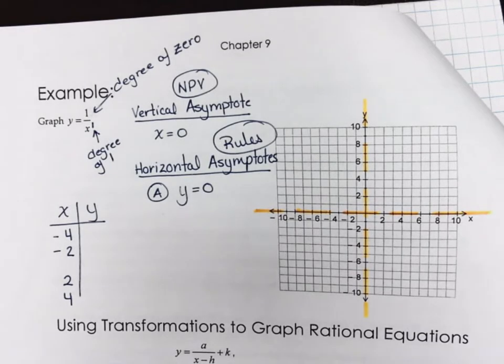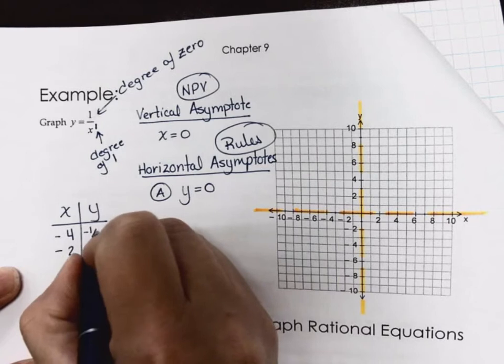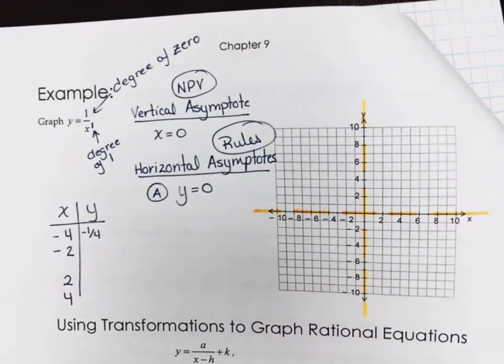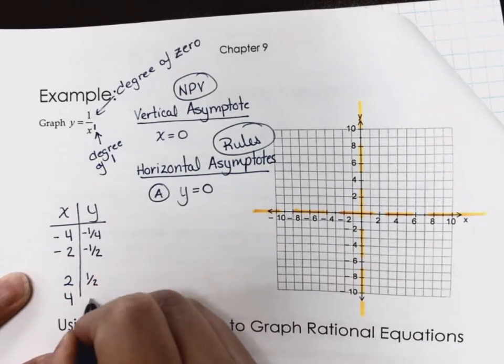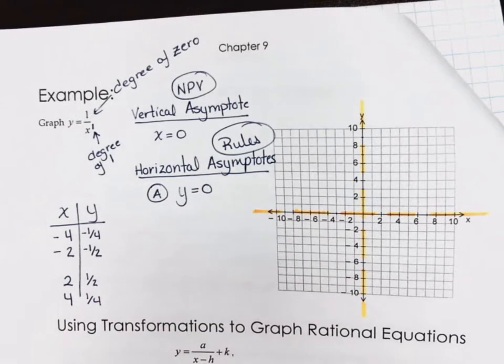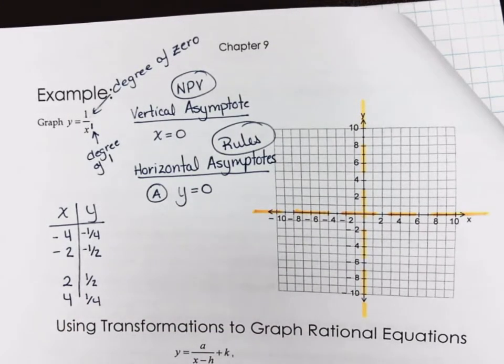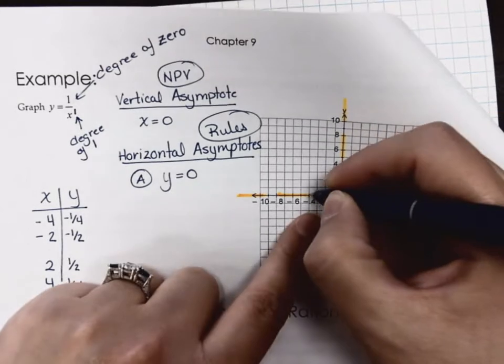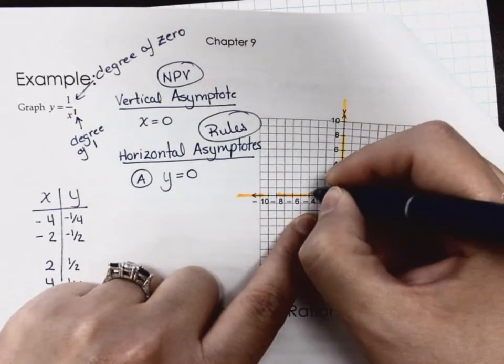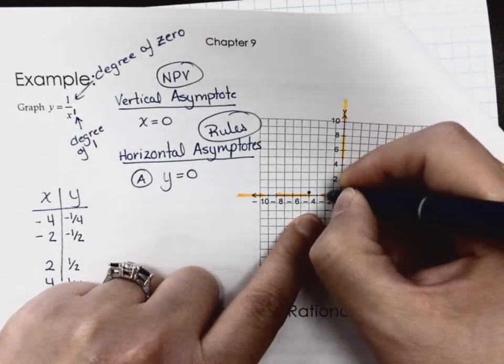Okay? All right. So if I substitute -4 into that equation up there, what do I get? -1/4. Good job, everybody. If I substitute -2 in there, -1/2. +2, +1/2, +4, +1/4. Those are ugly numbers. Okay. I know. Don't judge. Okay, -4, I'm at 1/4. -2, I'm at 1/2.